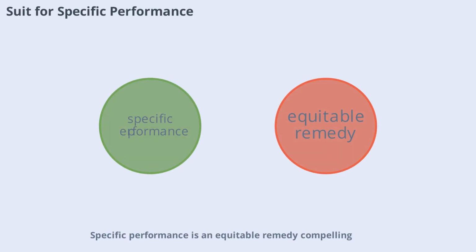Specific performance is an equitable remedy compelling a party to perform their contractual obligations. It is granted at the court's discretion, usually when damages are inadequate, such as when the subject matter is unique. The court considers factors like delay, readiness to perform, hardship, third-party rights, and adequate consideration before granting specific performance.